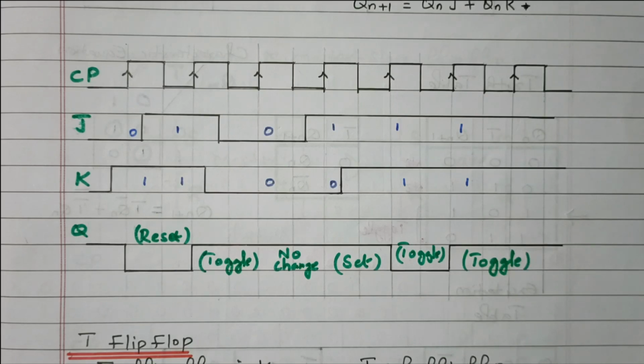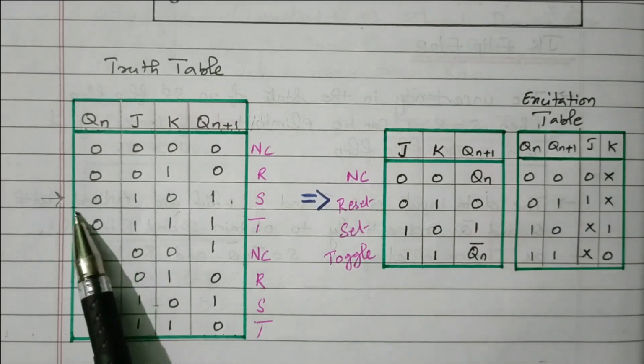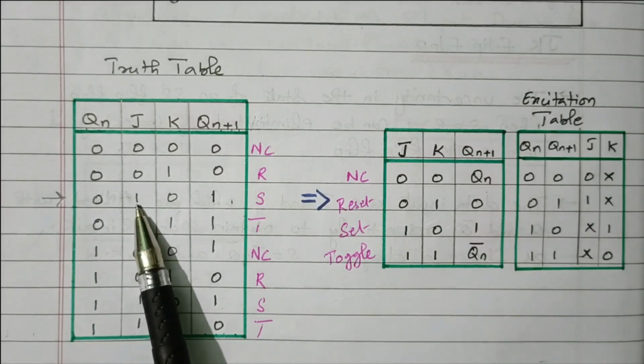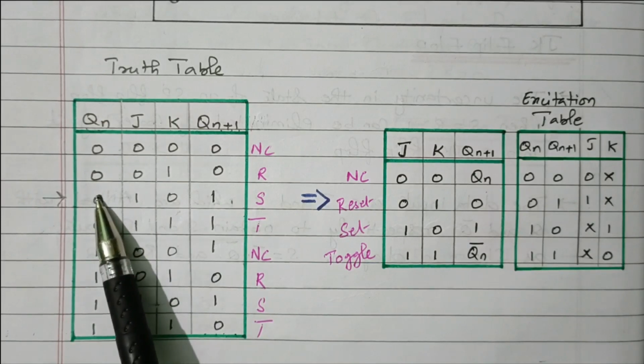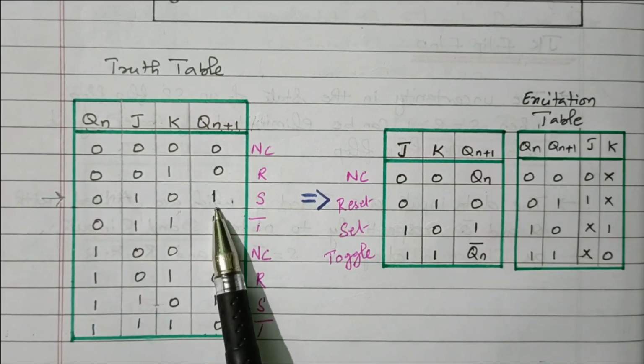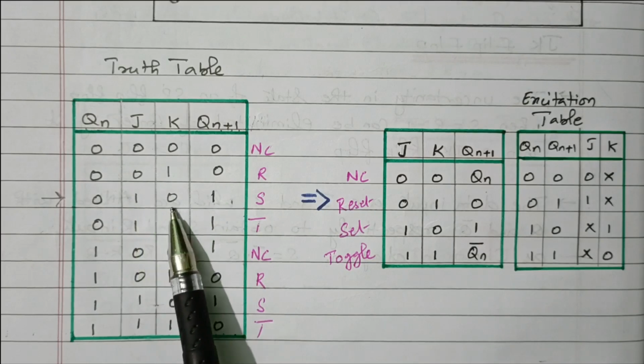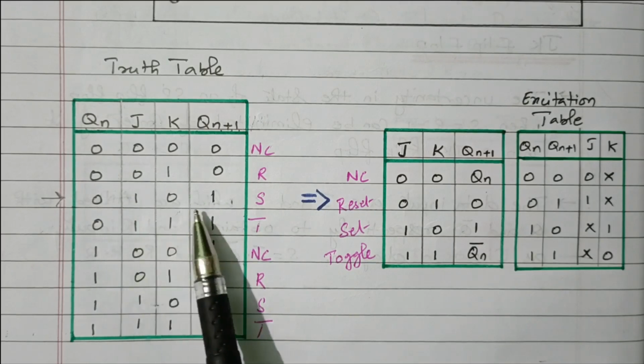Now we'll see one more. We'll verify one of the outputs with the logic diagram. Let us consider this combination. J is 1, K is 0. Present state is 0. That should be changed to 1. Right? J 1, K 0. The 0 should be changed to 1.